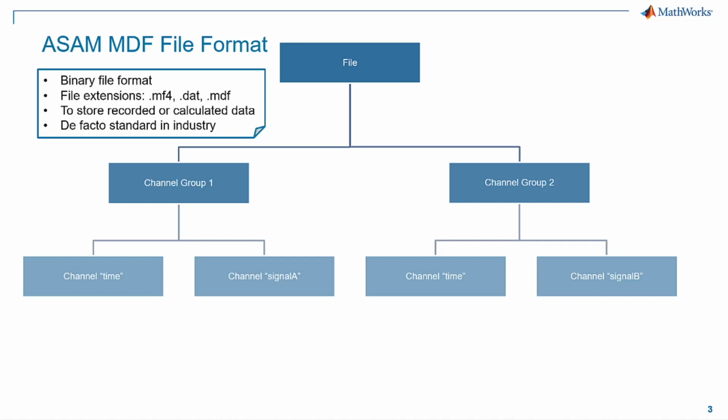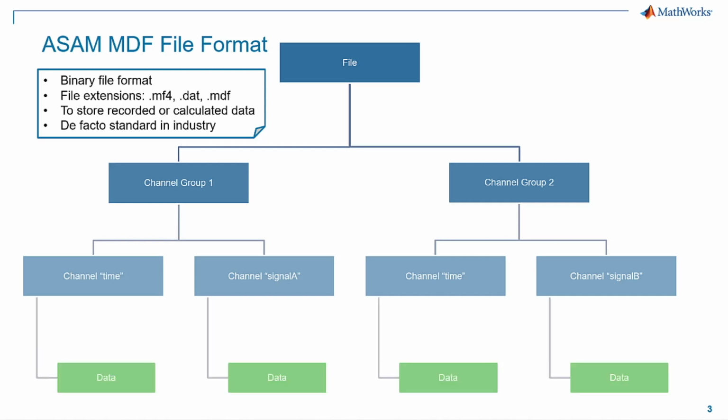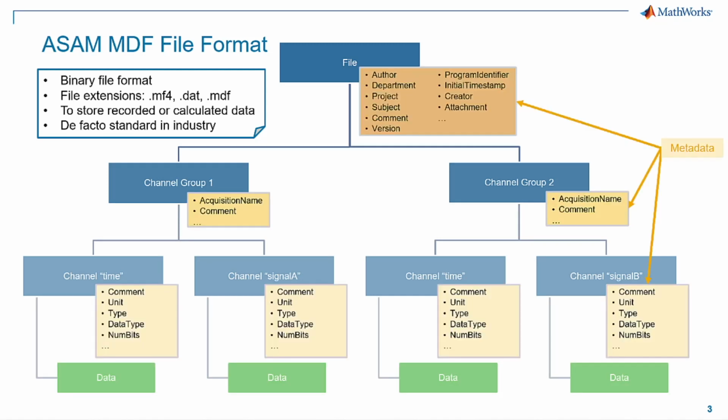When looking at an MDF file, there are two key elements of interest. Most obvious is the data stored in each channel, but metadata could also be important as it describes the data and could help a consumer of the file decide which data they should focus on. Metadata are defined at all three levels. For instance, the initial timestamp of a file represents when the measurement started. In many cases, the acquisition name of a group contains crucial information about the data recorded. With MATLAB and Vehicle Network Toolbox, you can navigate the file structure very easily and access both the data and metadata.